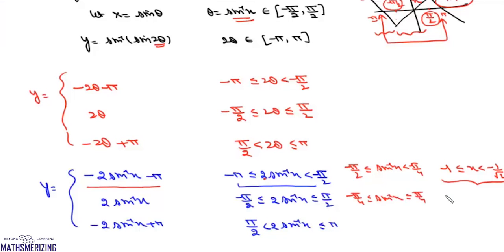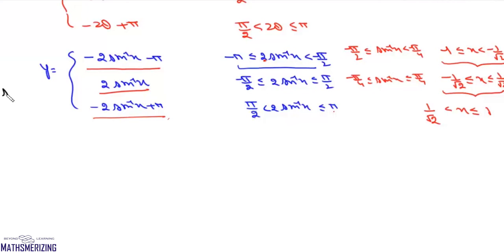Now we'll take sine, we'll get minus 1 by root 2 is less than or equal to x, and is less than or equal to 1 by root 2. So if x lies between minus 1 by root 2 and plus 1 by root 2, in that case, we'll get this result as 2 sine inverse of x. And then here it will be pi by 4 and pi by 2. So pi by 4 gives 1 by root 2 and pi by 2 gives 1. So if x lies between 1 by root 2 and 1, then in that case, this formula will be minus 2 sine inverse of x plus pi.